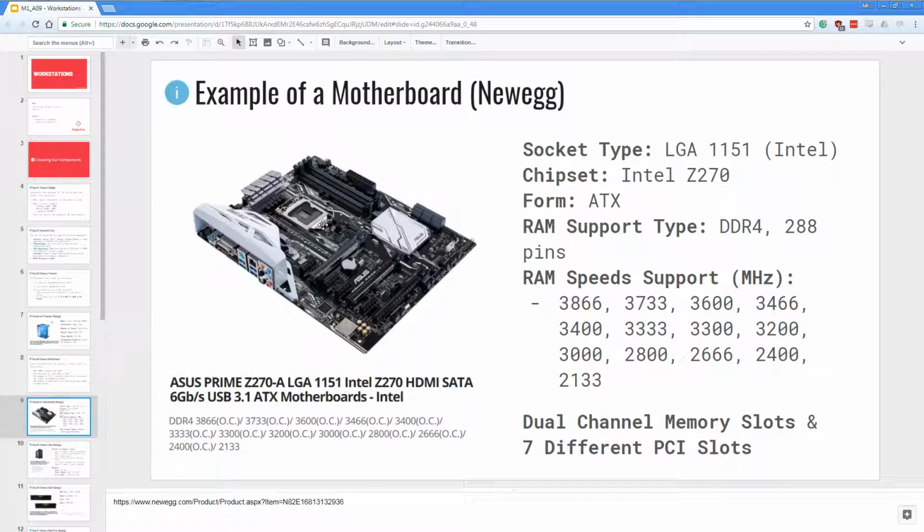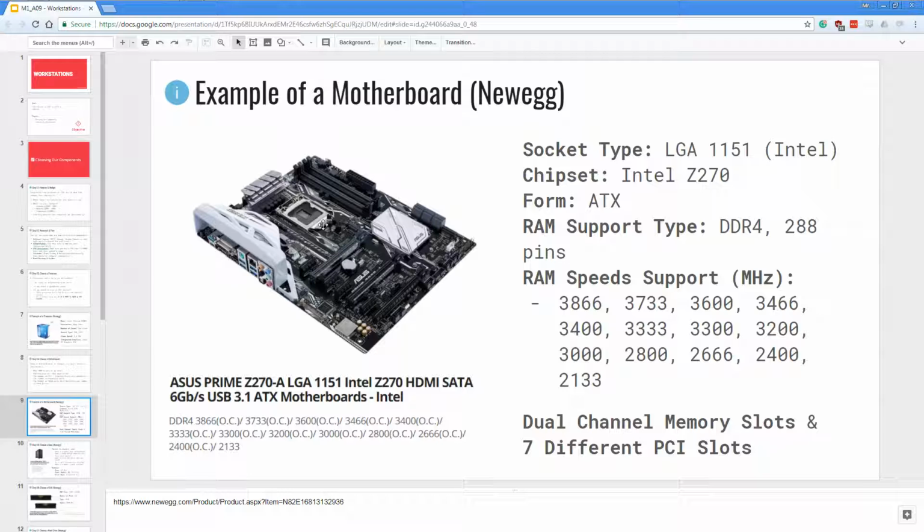The RAM type that it supports is DDR4 with 288 pins. Now, the title itself doesn't say it supports 288 pins. You'll have to go down the site below and click on the specifications. Also, it talks about the RAM speed that it supports, which is measured in megahertz, all the way from 3,866 all the way down to 2,133.